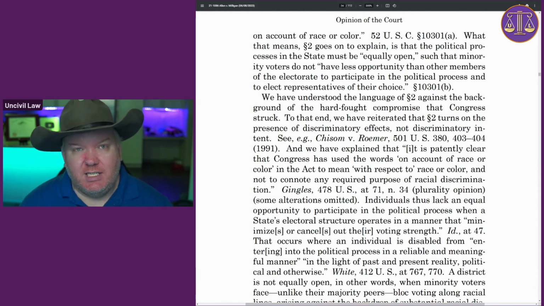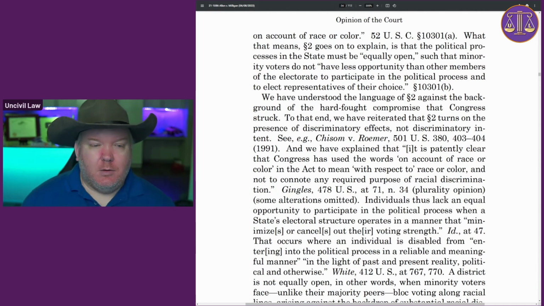Well, the new language does at least partially speak to that. That's fair enough. Okay, all right, fair enough.